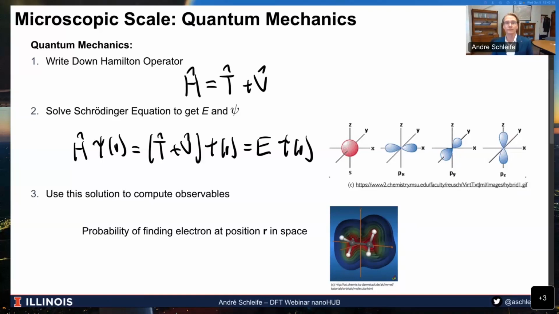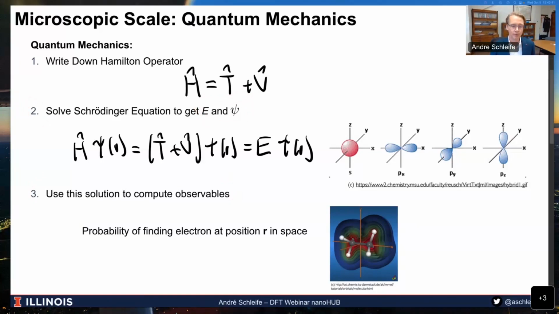This step is hard. It's hard for various reasons. One reason I'll illustrate on the next slide, just to give you an idea how hard it is. It's exponentially hard. But if you are able to solve this Schrödinger equation, in other words, if you are able to complete this step number two, you can then move on to step number three, which is you use this solution, and solution meaning in this case total energies and wave functions, to compute observables.